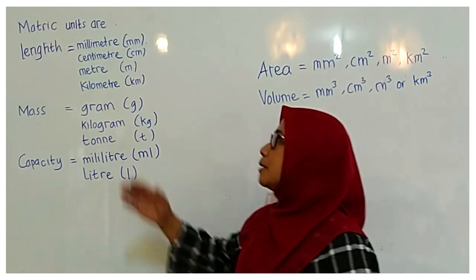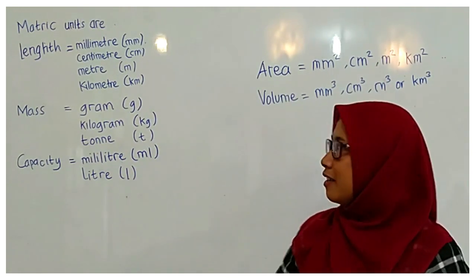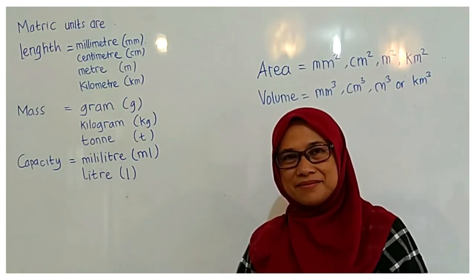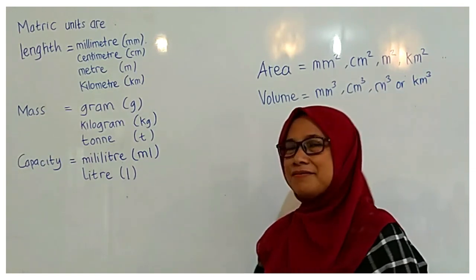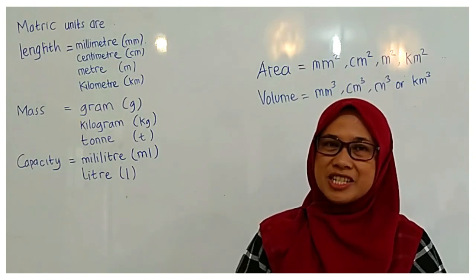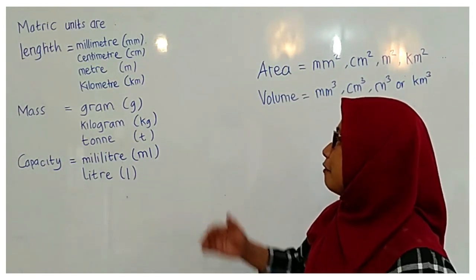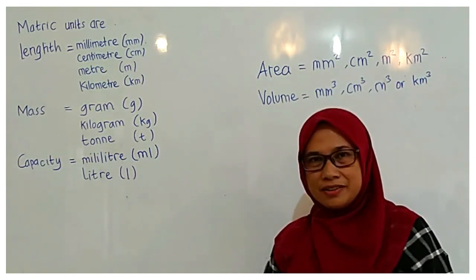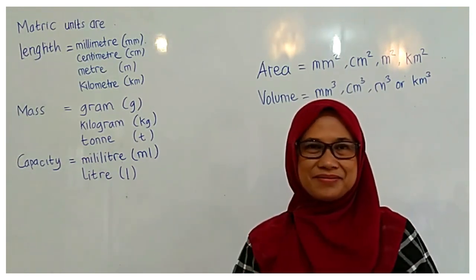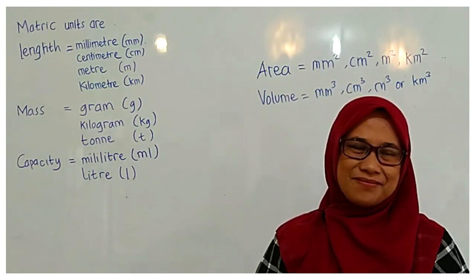How about the mass? In mass, there are gram, kilogram, ton. And how about the capacity? Capacity is the volume of liquid. We will use milliliter, and then we will use liter. That is the metric units.